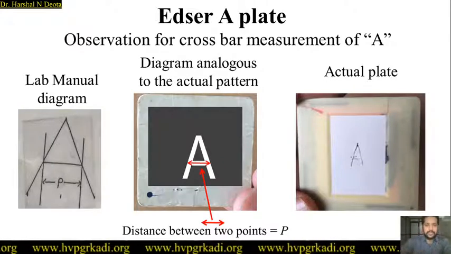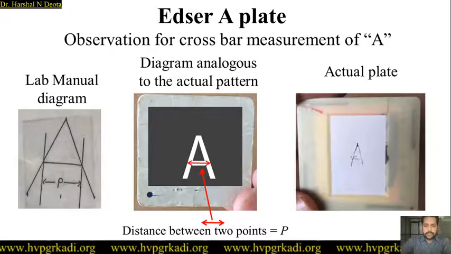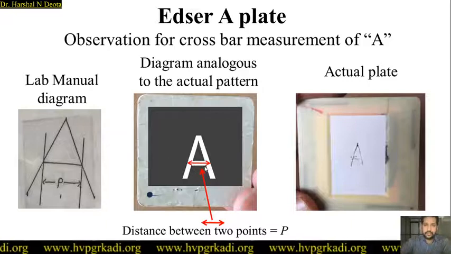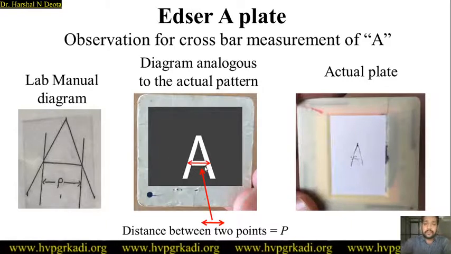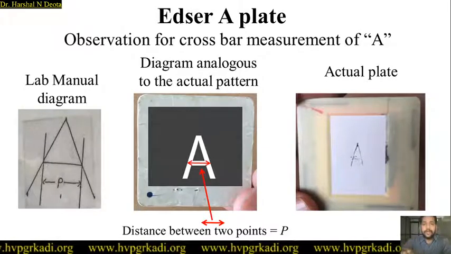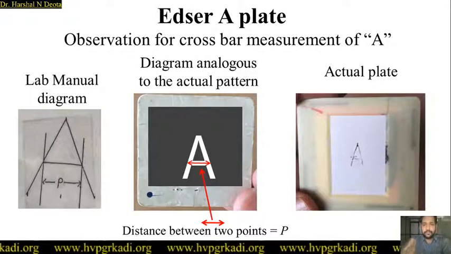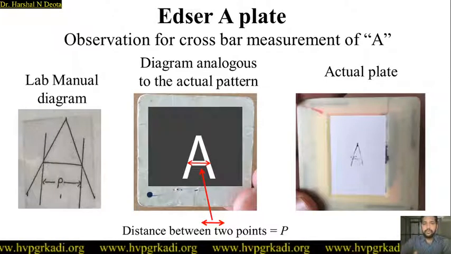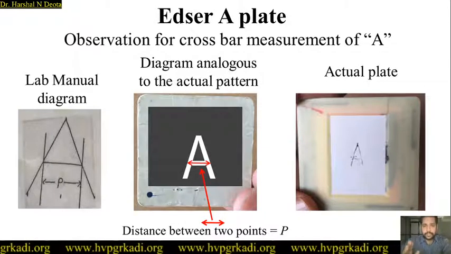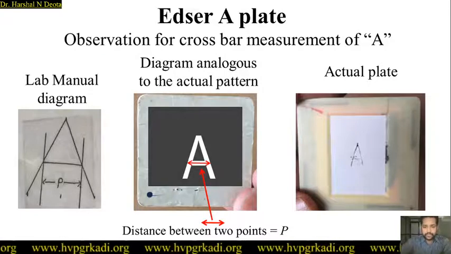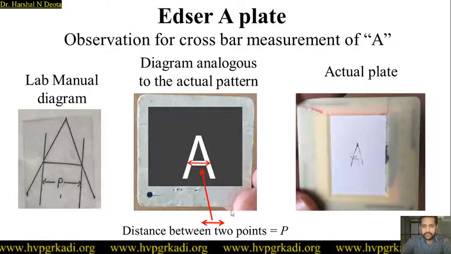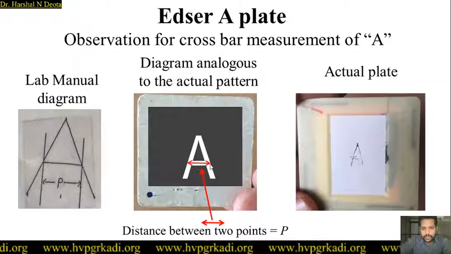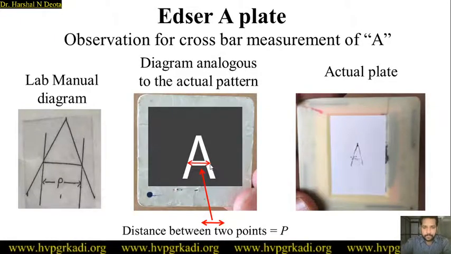Now, the next thing is the distance between its two crossbars has to be measured with the help of the traveling microscope. It requires a very fine measurement. Why? Because this fine measurement will let you go for the accurate results. Okay, so this measurement I will show in the next slide, but it will be named as P. The distance between these two crossbars will be P.